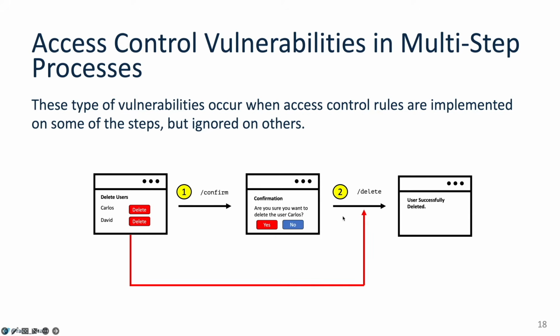And that's essentially what we do. We verify that all the access control rules have been implemented on each step of the multi-step process, because attackers are not going to follow the exact sequence of steps. They're going to see if you didn't put certain access control rules on some of the steps because you assumed that a user would have to follow the intended sequence of steps. And that's essentially what access control vulnerabilities in multi-step processes are.